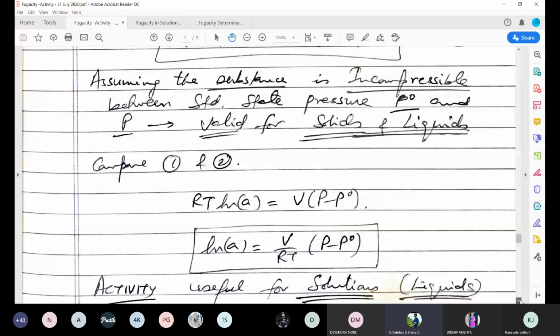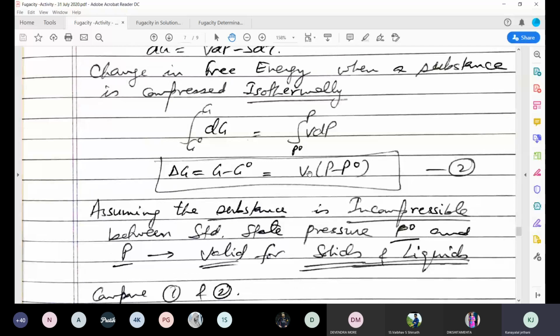Sir, what is written there, P valid for solids and liquids? See, when you say V, we integrated here. We have taken V outside the integral, right? We can take V outside the integral when V is constant. When is V constant? When it is not changing with pressure, right? Because this is an integral with respect to pressure. What we are saying is incompressible liquids. Incompressible liquid means when you increase the pressure, the liquid volume doesn't change much. Then only we can take this V outside.